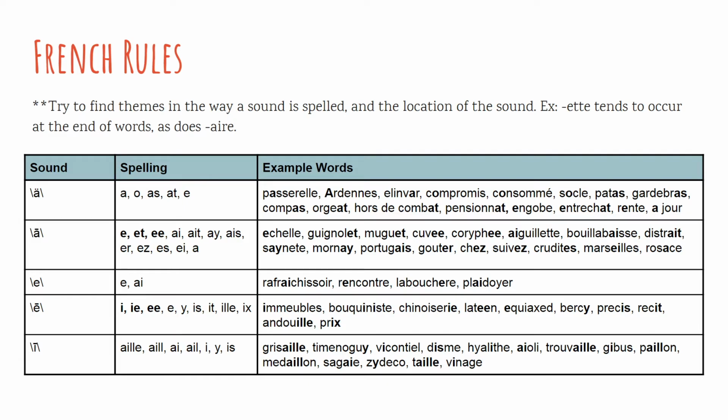And finally we have the long I sound. The long I sound can be spelled A-I-L-L-E, A-I-L-L, A-I, A-I-L, I, Y, or I-S. So there's a whole lot of different ways it can be spelled, but usually you can figure out which one it's going to be depending on where it's found in the word. So for example, grisaille. Grisaille is going to be spelled G-R-I-S-A-I-L-L-E. So basically at the end of the word, it's going to be spelled A-I-L-L-E.